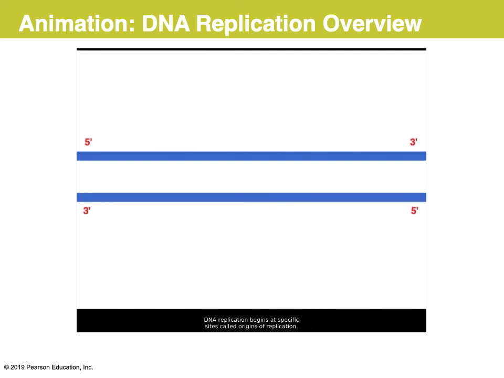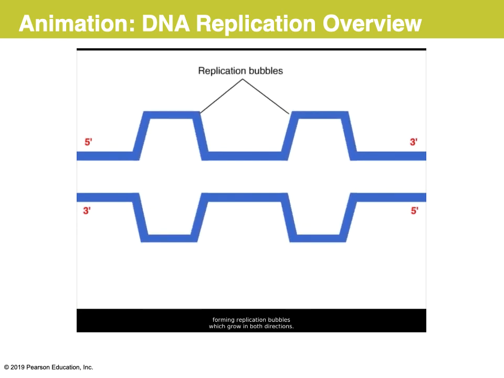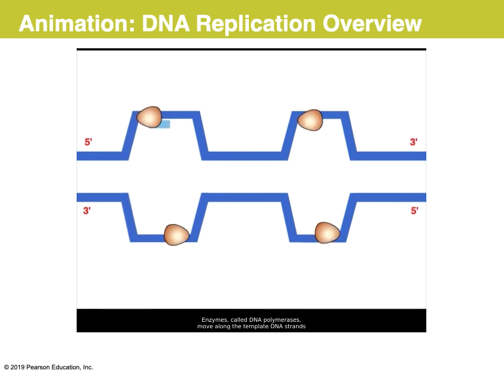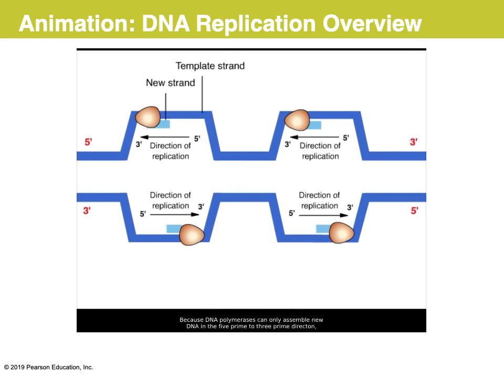DNA replication begins at specific sites called origins of replication. Proteins attach here and separate the DNA strands, forming replication bubbles which grow in both directions. Enzymes called DNA polymerases move along the template DNA strand and catalyze the elongation of new strands. Because DNA polymerases can only assemble new DNA in the 5' to 3' direction, only half of the new DNA can be synthesized in one continuous piece. The other half is synthesized in short pieces.